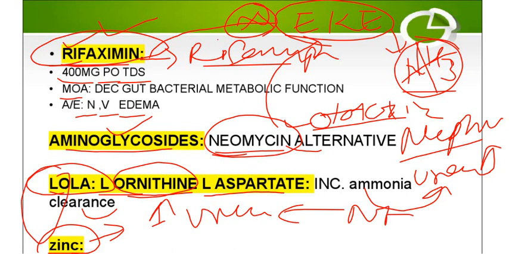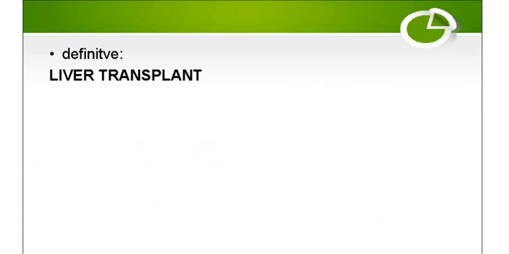The first two are to decrease the load of the ammonia in the body, and the best and the most definitive treatment for this is liver transplant. That's it.